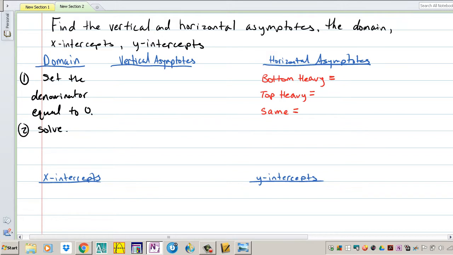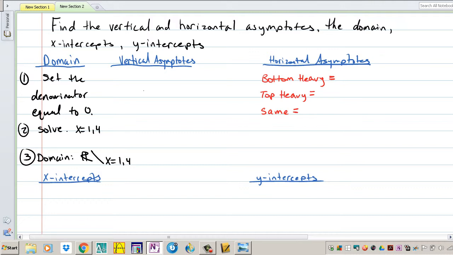Once you solve it, once you have your x values, for example, let's say you get x equals 1 and 4, then your domain is all real numbers except x equals 1 and 4. So when you're finding the domain of rational functions, you always set the denominator equal to 0. You solve it. Whatever answers you get, you put them as excepts. So all real numbers except 1 and 4.